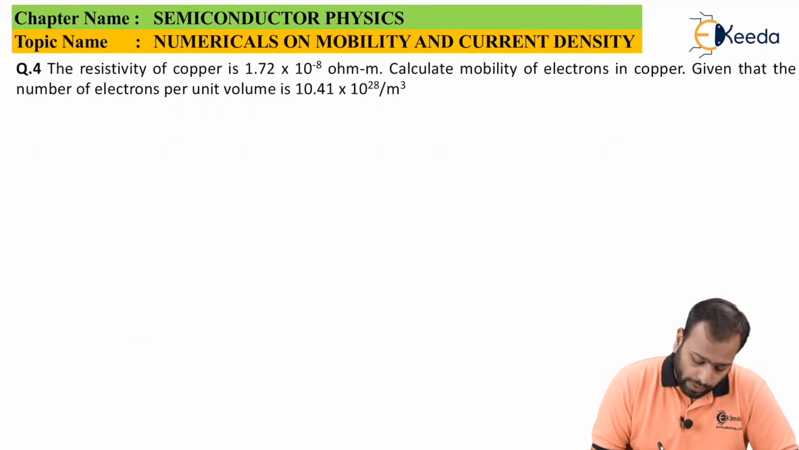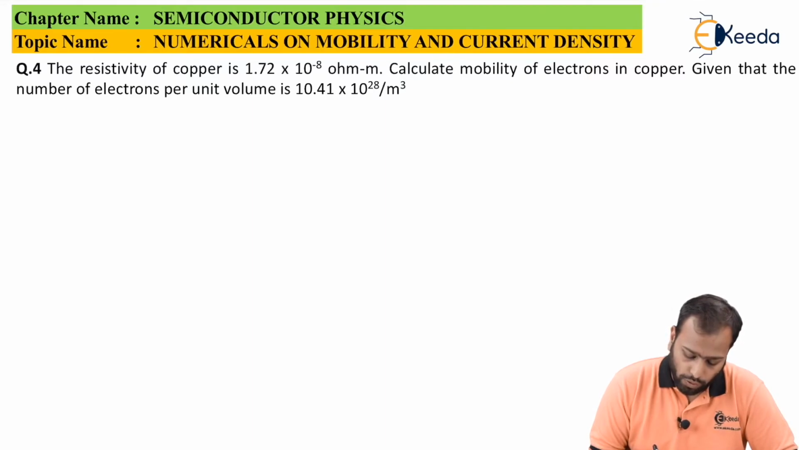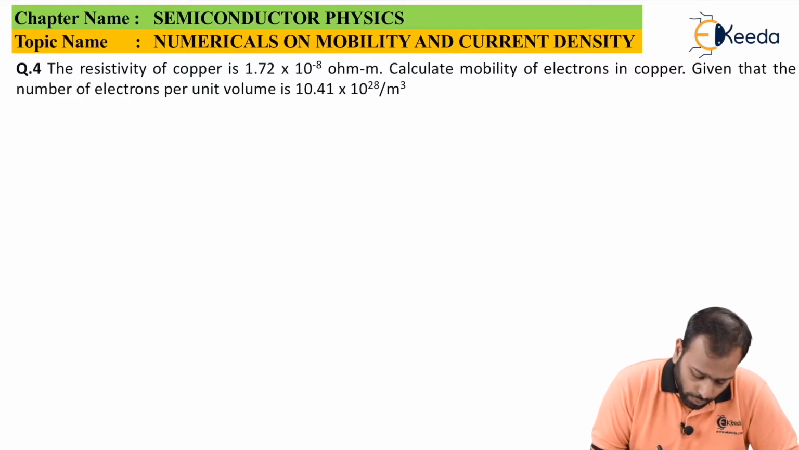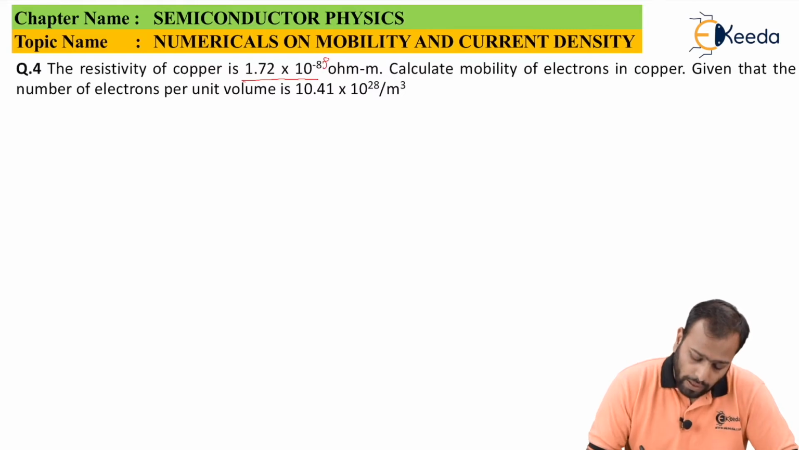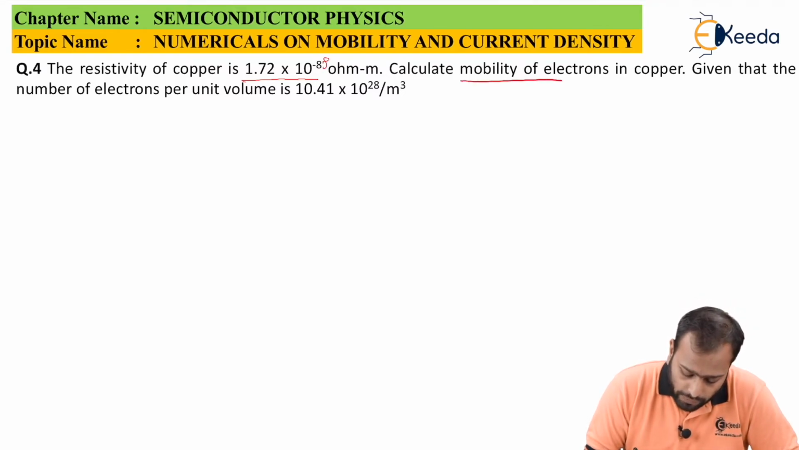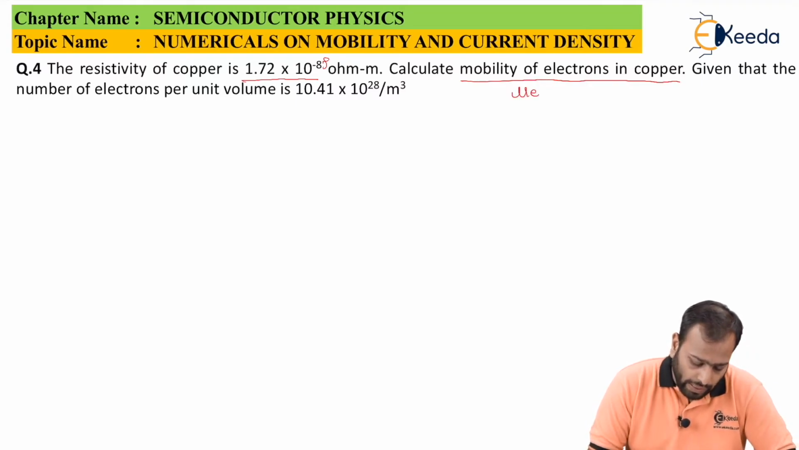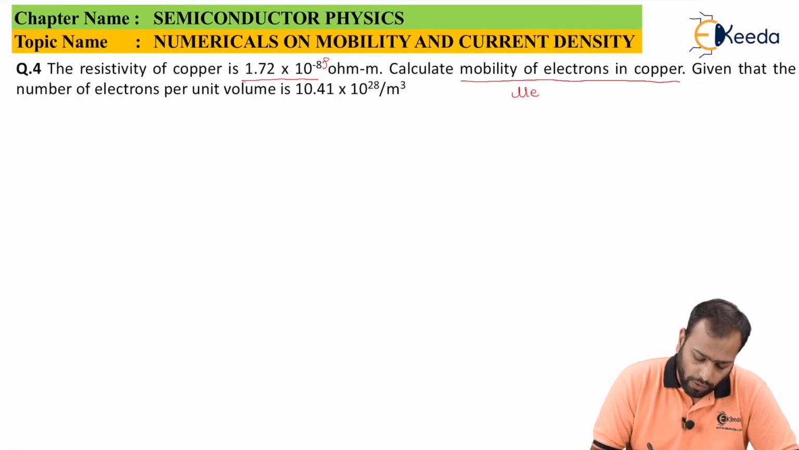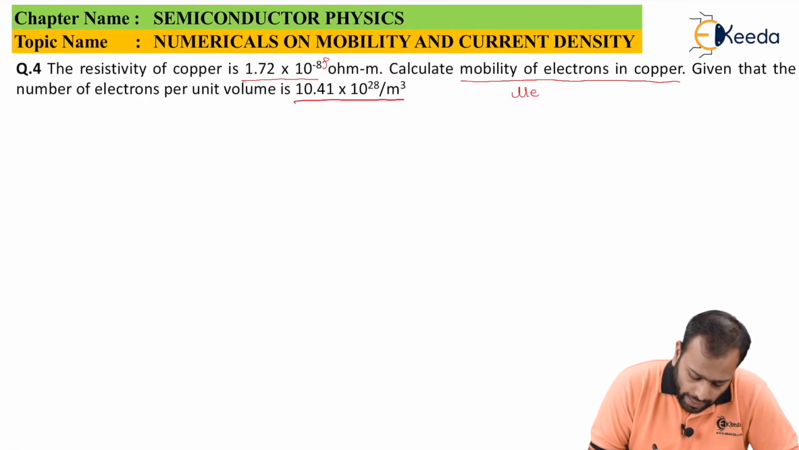Resistivity of copper is 1.72 into 10 to the power minus 8 ohm meter. So this is the rho. Calculate the mobility of electrons in copper. I have to find out the mobility of electrons, which means I need to find mu of e, given that the number of electrons per unit volume is this. So this is my N.